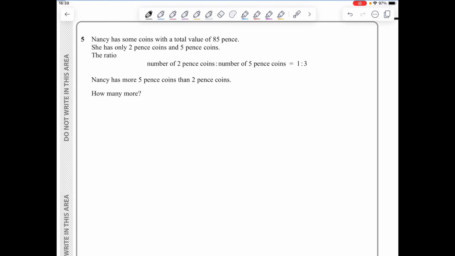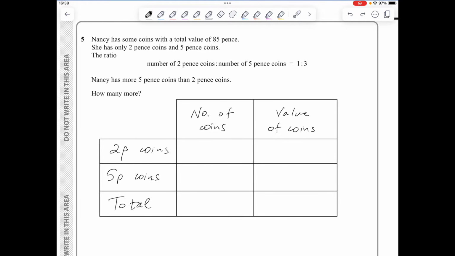For question 5, there are two things I need to consider. One of them is the number of coins of each type, and then the value of the coins of each type. And to do so, I'll create a small table to summarize my findings. Now let the number of 2p coins be equal to x, and because of the ratio 1 to 3, this implies that I've got 3x coins that have a value of 5p each.